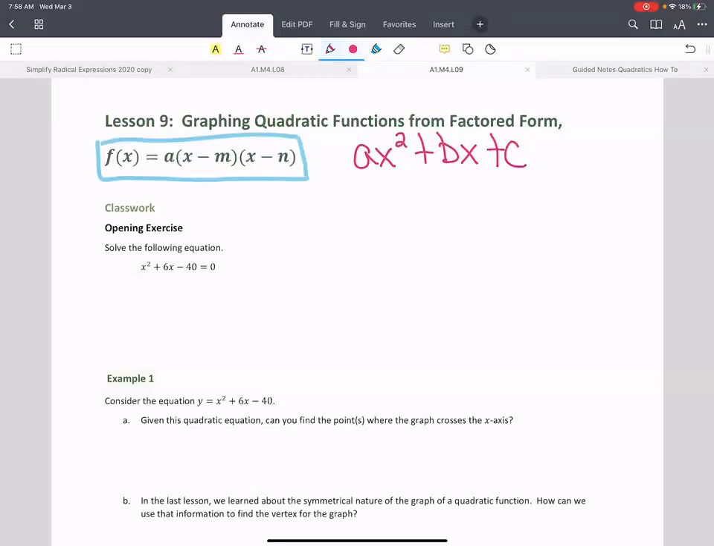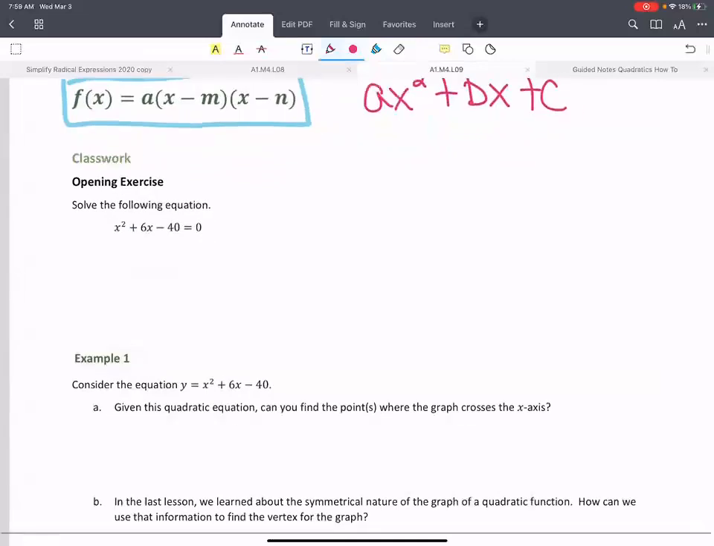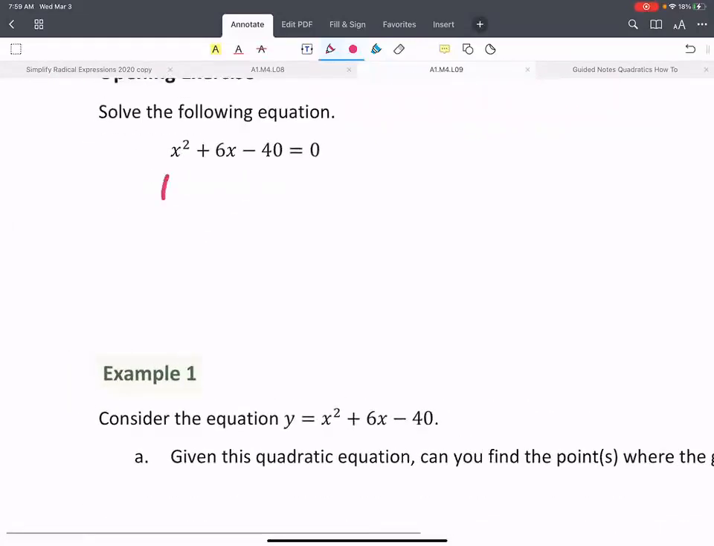Okay. So if you'll notice on this first exercise, that's in standard form. X squared plus 6x minus 40 is in standard form. Guys, when we factor that, it becomes factored form. So let's factor this. There's not a greatest common factor, so I'm going to go straight to two binomials, x and x. What factors of 40 do you think I should use?